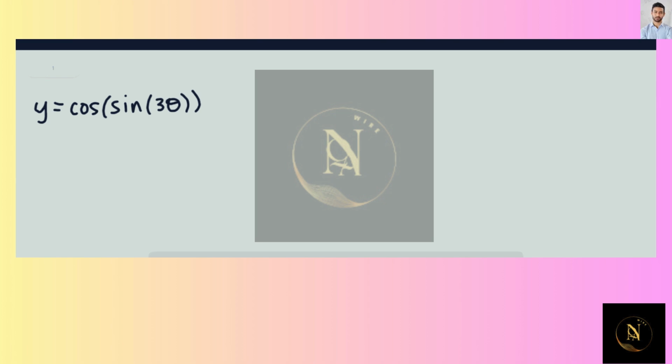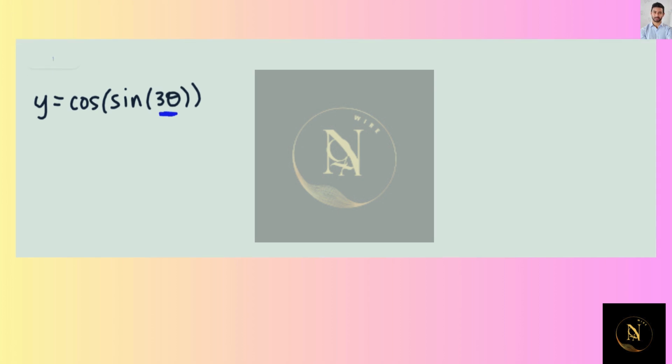All right, we are going to find the first and second derivatives of this problem. This is a composite function that has three layers. The very inside layer is 3 theta, the middle layer is the sine function, and the outermost layer is the cosine function. So we'll be using the chain rule extended. Let's start by finding y prime, the first derivative.